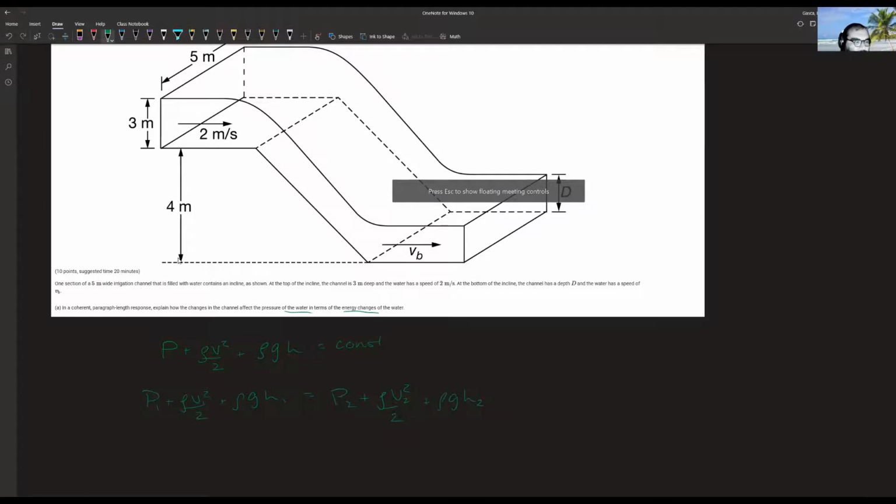Okay. So what's going to happen? Well, chances are the area that this emerges from will be different. If we look at this, they did not tell us that this is equal to 3 meters. We don't know that for sure. We do know that this still stays 5 meters.